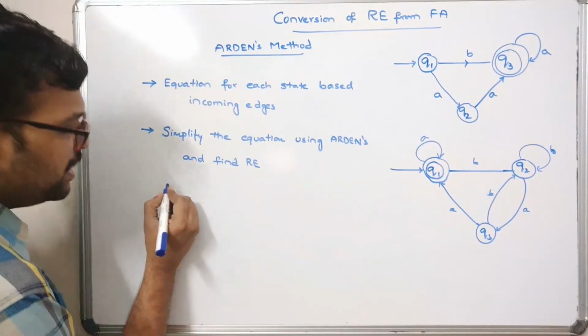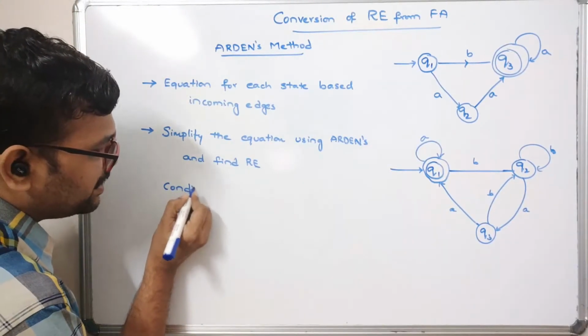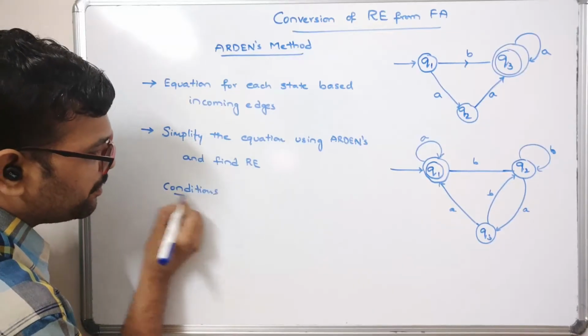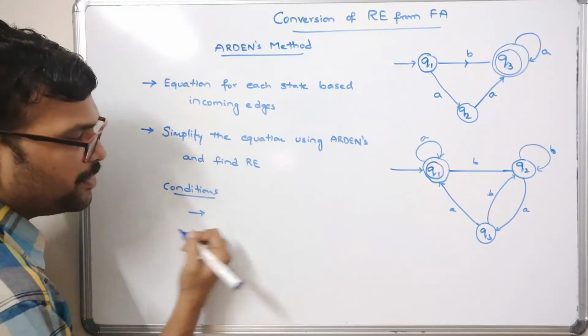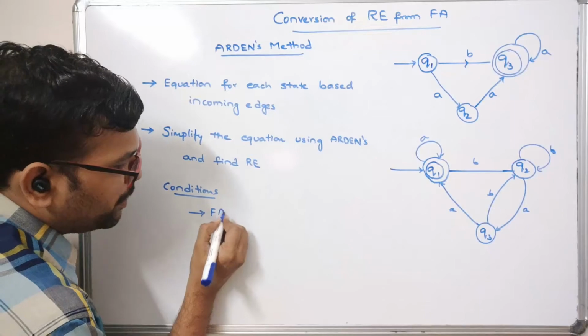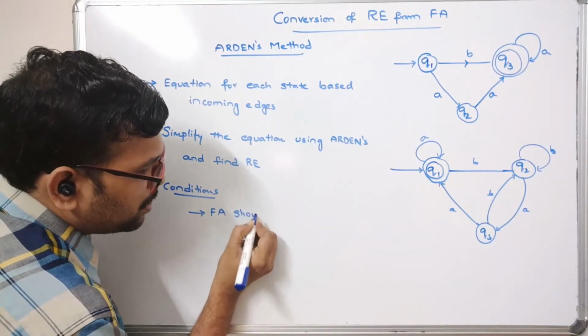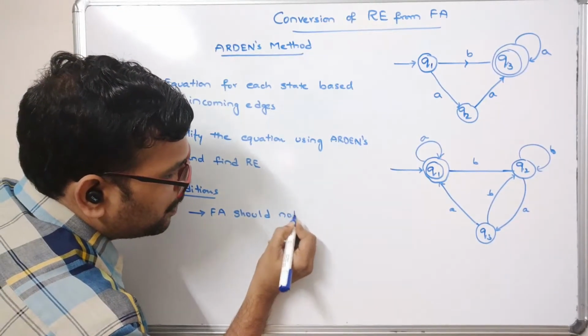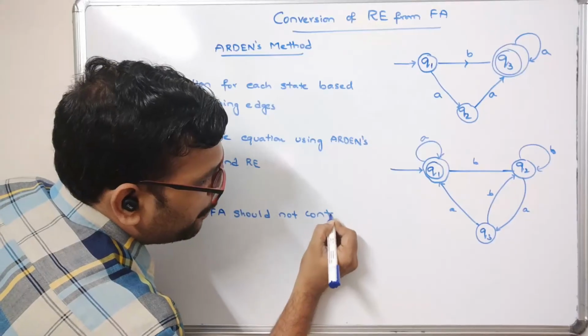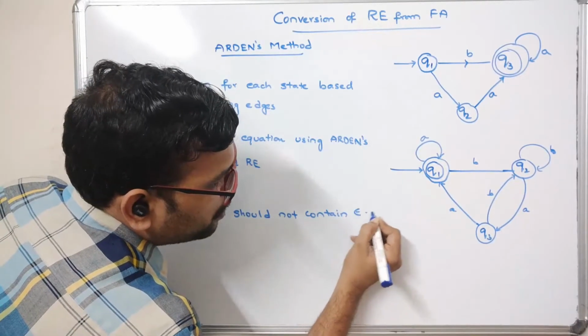See, there are two conditions before applying Arden's theorem. This also we have discussed in the previous session. The first condition is that the finite automata should not contain epsilon transitions.